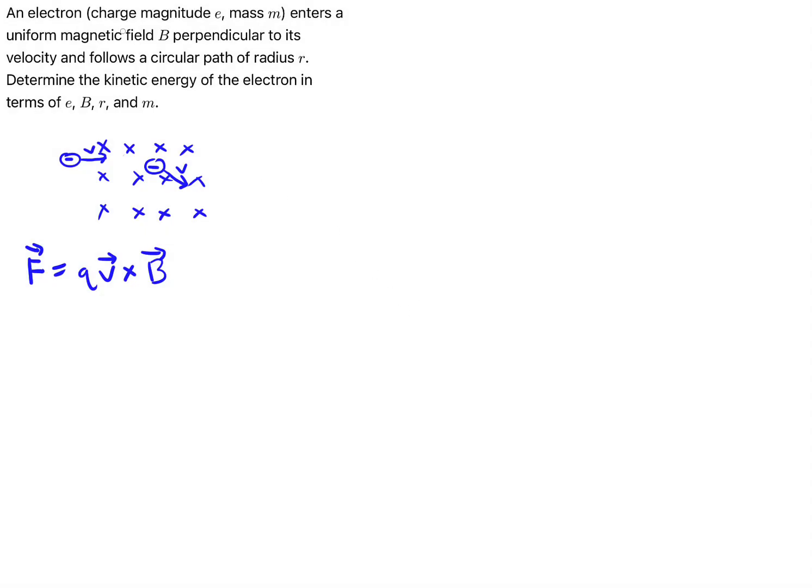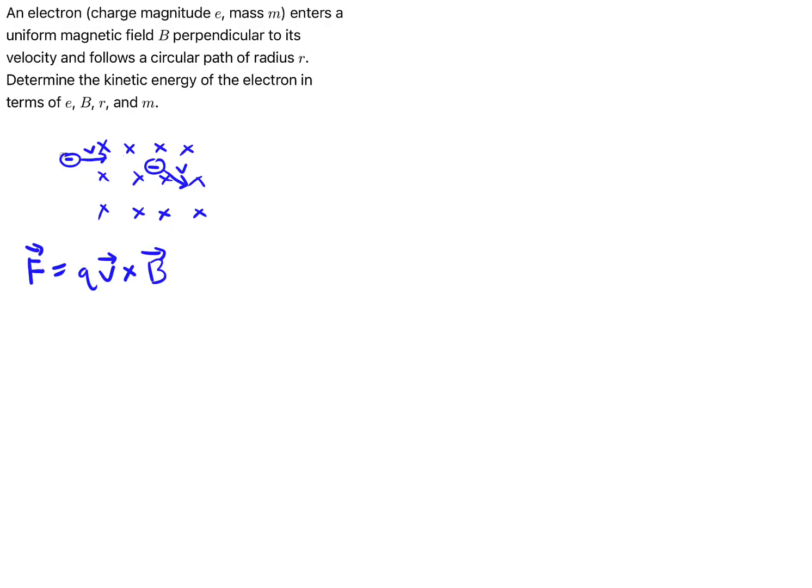An electron of charge magnitude e and mass m enters a uniform magnetic field B perpendicular to its velocity and follows a circular path of radius r. Determine the kinetic energy of the electron in terms of e, B, r, and m.